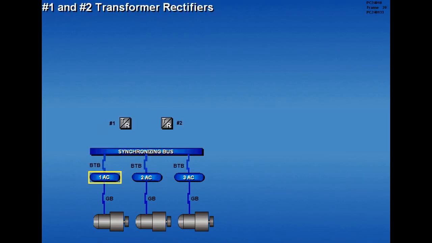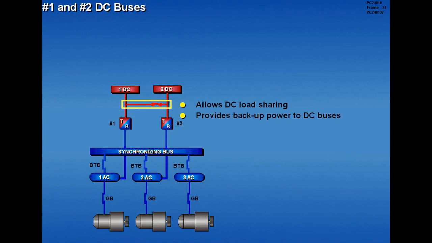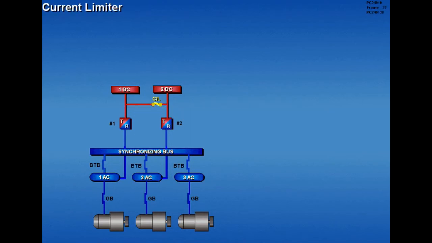The number 1 main AC bus powers the number 1 TR, and the number 2 main AC bus powers the number 2 TR. The TRs directly power the respective DC buses. The buses are also interconnected, which allows the DC load to be shared and provides backup power to the DC buses should a TR fail. A current limiter, which is a fuse, protects the TRs from excessive amperage.